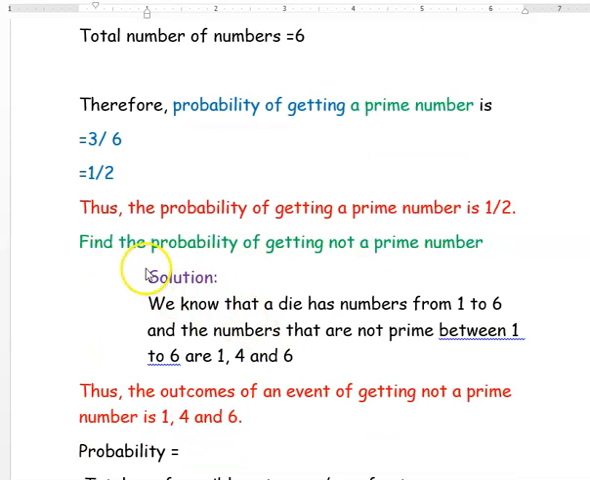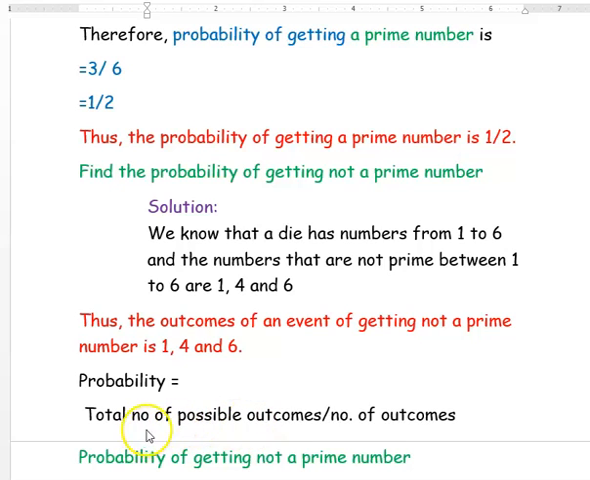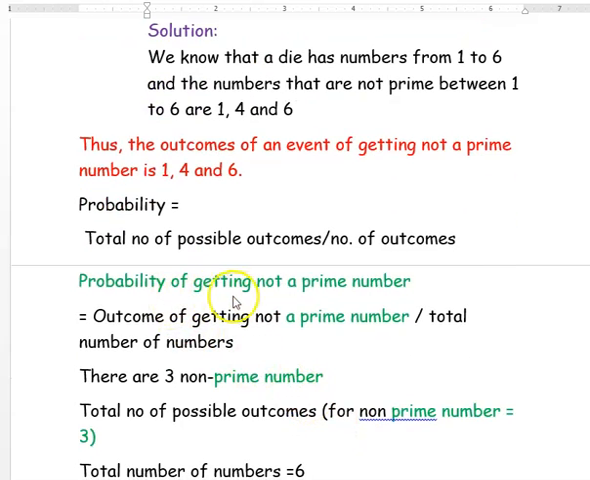Our next question is, find the probability of not getting a prime number. So we know that from the die we have 1 to 6 and the numbers that are not prime are 1, 4 and 6. So the outcomes of the event of getting not a prime number are 1, 4 and 6. So totally we have 3 numbers. So the probability formula is number of possible outcomes divided by total number of outcomes. So the probability of getting not a prime number is the outcome of not getting a prime number divided by total number of numbers.